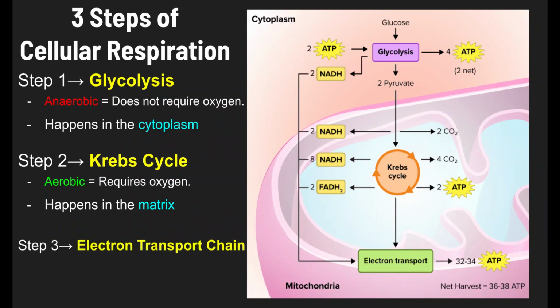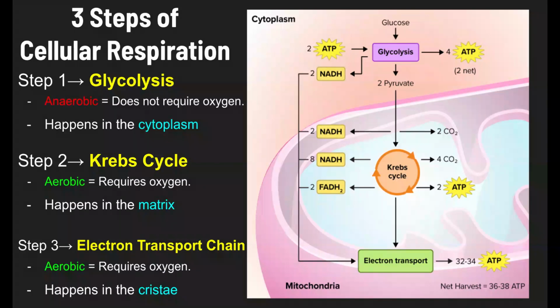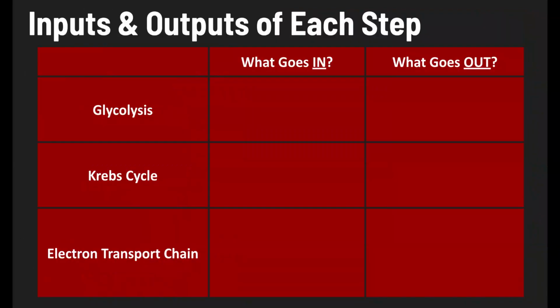Then step 3 is called the electron transport chain, and that step is also aerobic, meaning it requires oxygen, and it happens in the cristae, those folds that I mentioned a moment ago within the mitochondria. So these are the 3 steps that you have to go through in order to make those 3 products that I listed on the previous slide: carbon dioxide, water, and ATP.